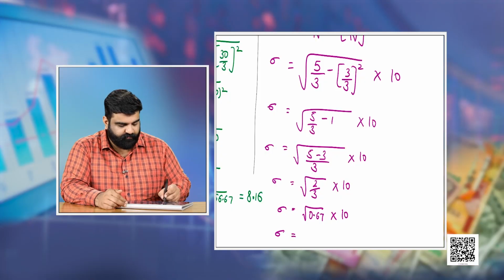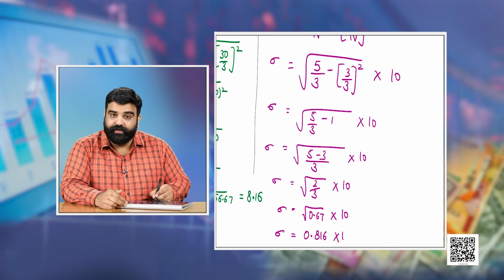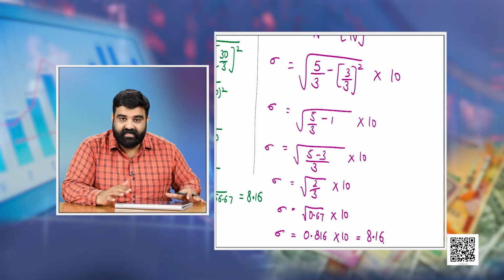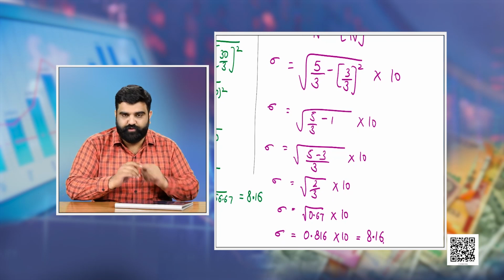We get root 2 by 3 into 10. Root 2 by 3 is 0.67, and its square root is 0.816, into 10. So, my final answer will be 8.16. So, this was the answer to the question of individual series.